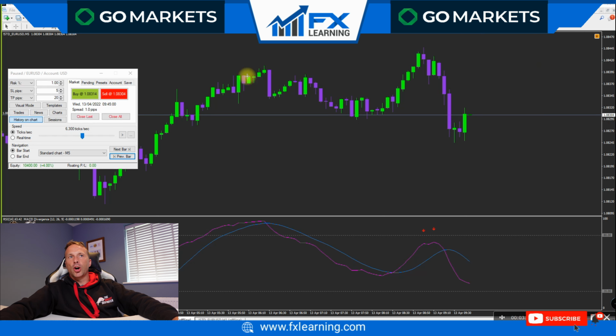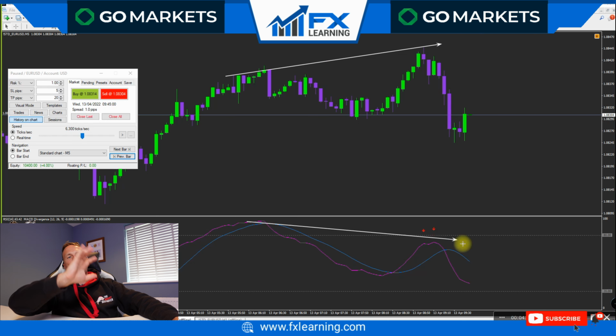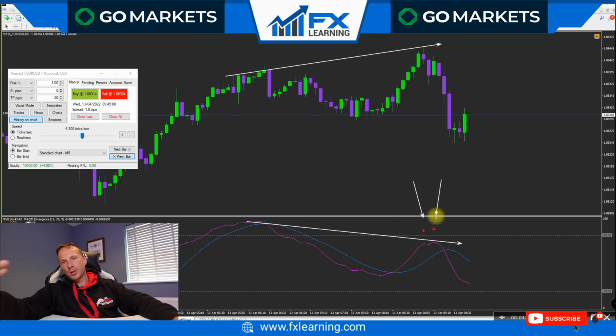So same again. We've got divergence, as you can see here. Price is creating higher highs, the MACD is creating lower highs. We've got some MACD divergence signals here. So great, we've got divergence, perfect, right?